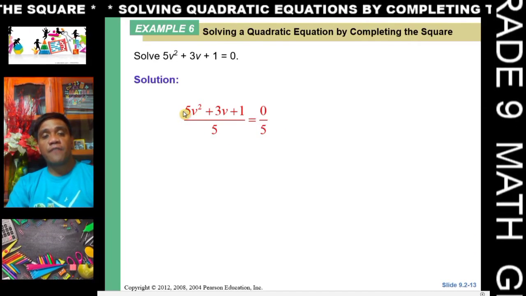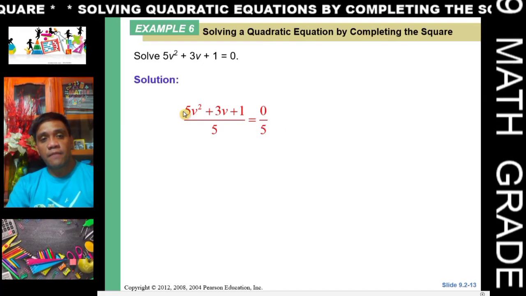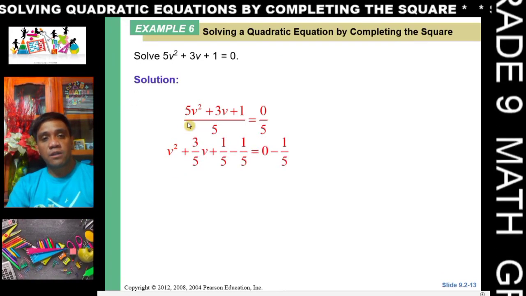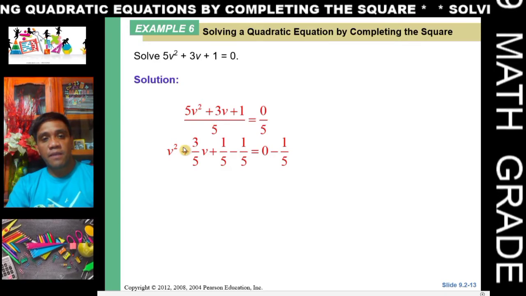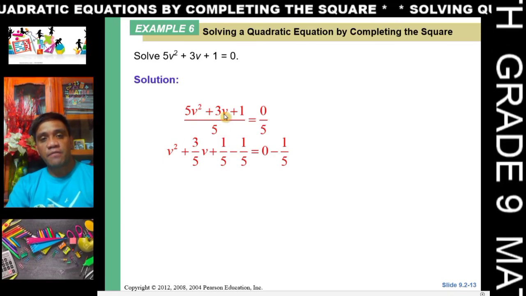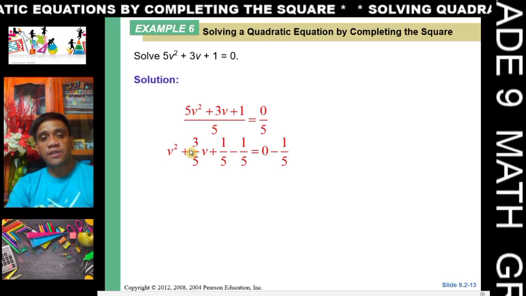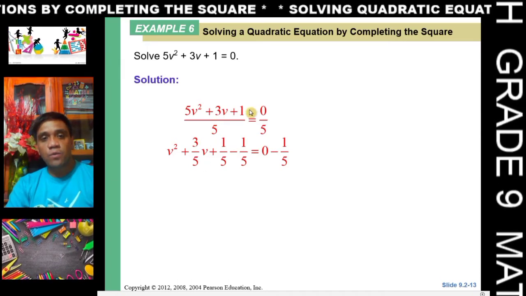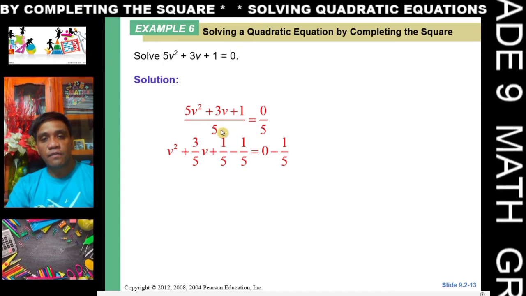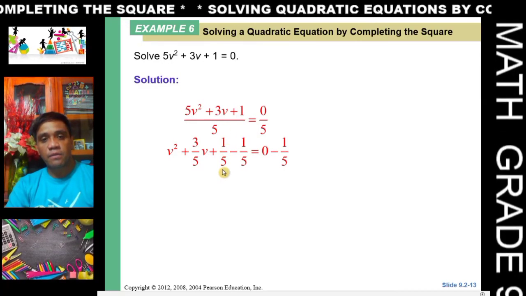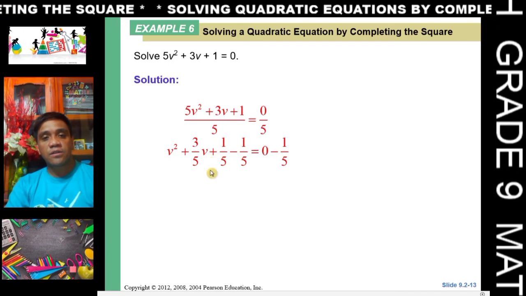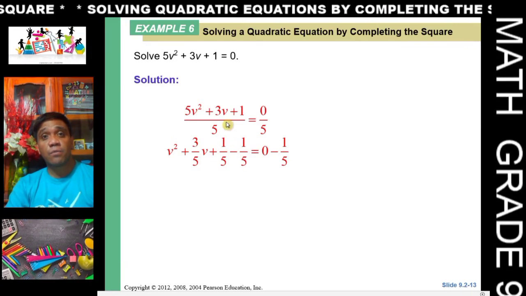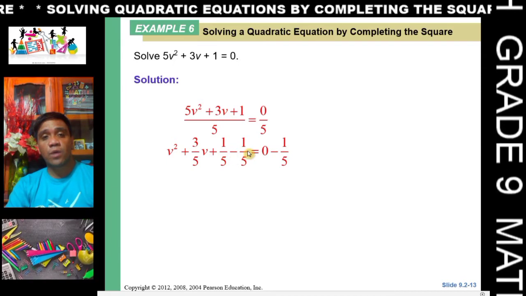Then after that, as we go through, 5b squared divided by 5 is b squared. 3v divided by 5 is 3 over 5 v because it is simplified already. Then 1 over 5, copy the 1 over 5. Then again, the constant term must be 0. So we are going to take its additive inverse of 1 over 5, and that is negative 1 over 5.